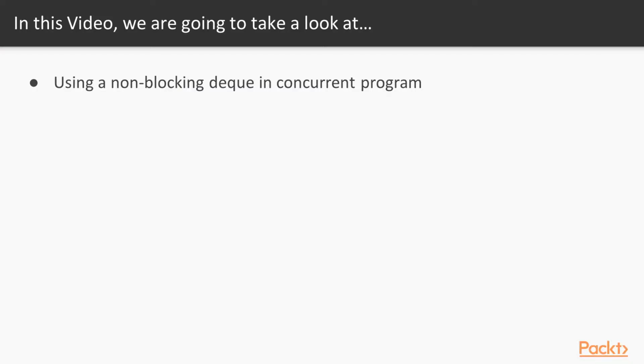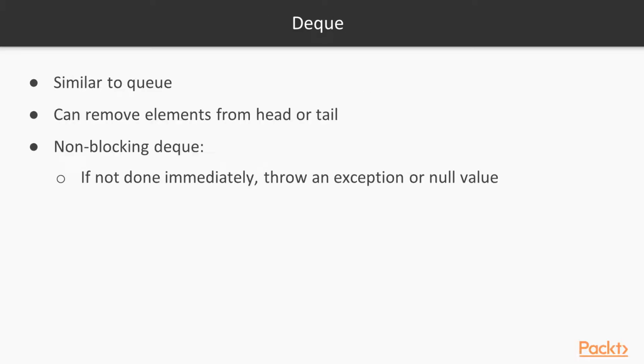Now we move on to the first video of this section that deals with using non-blocking thread-safe deques. In this video, you will learn how to use a non-blocking deque in a concurrent program. A deque is a data structure similar to a queue, but in a deque, you can add or remove elements from either the front, head, or back, tail.